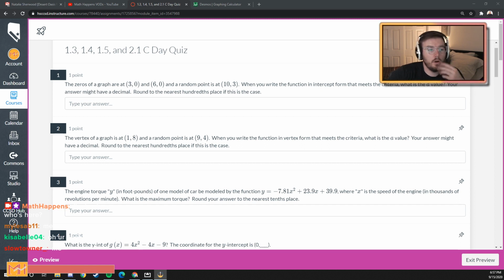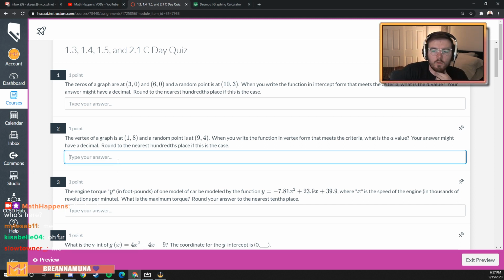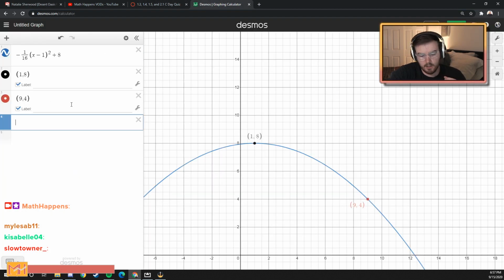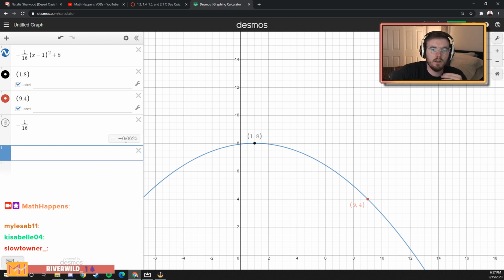Okay. So the question states to round to the nearest hundredths place. If this is the case, we got -1/16. Don't type -1/16. It's not gonna like that. It's gonna count you wrong. It says a decimal, so type a decimal. So -0.06.